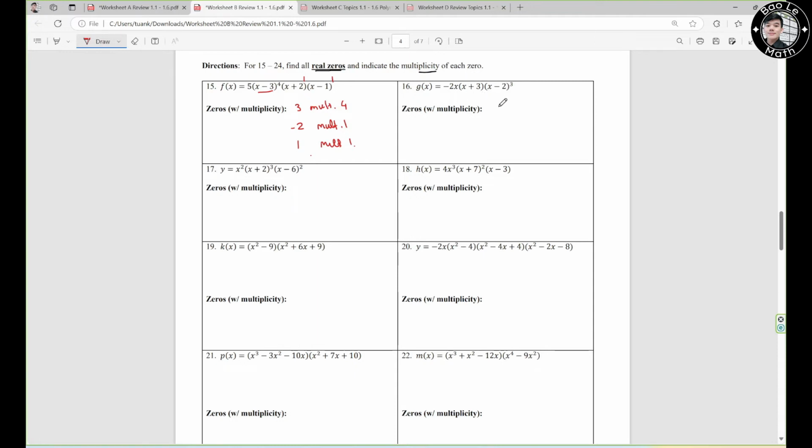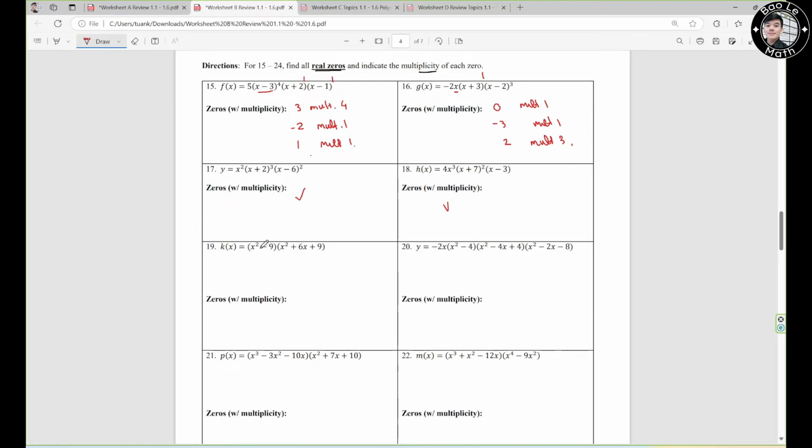This one right here, s equal to 0, so the zero should be 0, multiplicity of 1. The second one, negative 3, multiplicity of 1. The third one is going to be 2, multiplicity of 3. Okay, so this one right here, I'm going to leave it for you as a practice. So I look at number 19 right here.